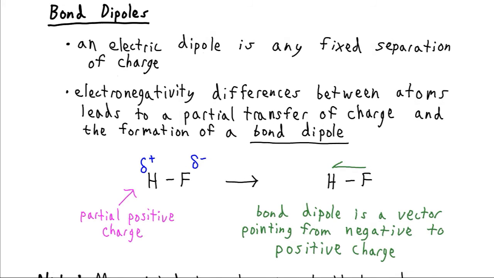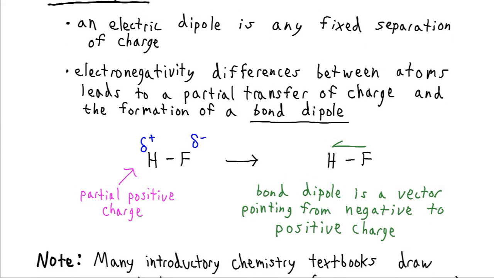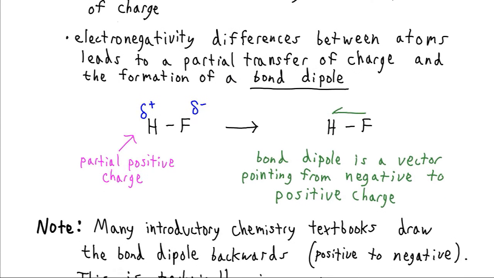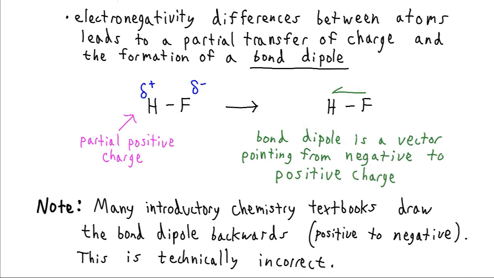Now, a caution here, many introductory chemistry textbooks go ahead and draw this the other way. So they draw it going from the positive to the negative. Now, that's technically incorrect. A lot of times, because they know it's not quite right, they'll explicitly draw in the plus and the minus. I recommend just doing it the correct way.